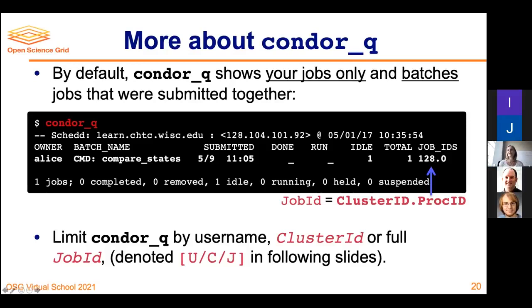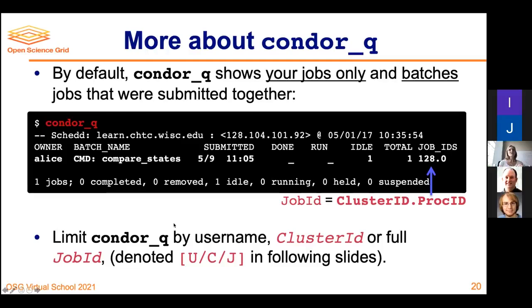And then that last number is the process ID. If you submit multiple jobs with the same submit file, they'll each have a different process ID, but the same cluster ID. And that process ID starts at 0 and increments upward with integers. And we'll show a little bit later how that can be actually really useful for submitting multiple jobs.